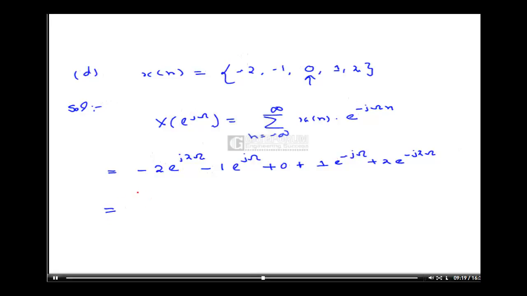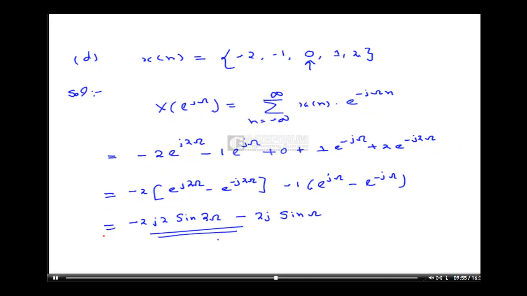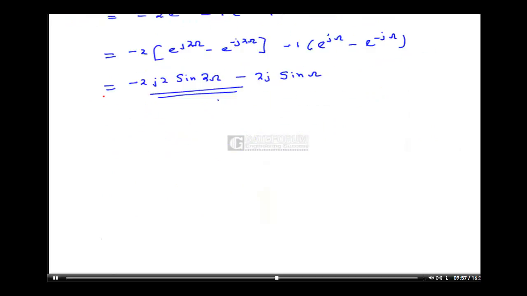This is equal to minus 2 times (e to the power j2 omega minus e to the power minus j2 omega) minus 1 times (e to the power j omega minus e to the power minus j omega). Okay. So for this I can write in the form of a sine series: minus 2 times j2 sine 2 omega minus 2j sine omega. Okay. This is equivalent to a sine function.